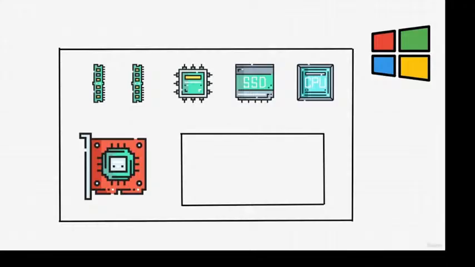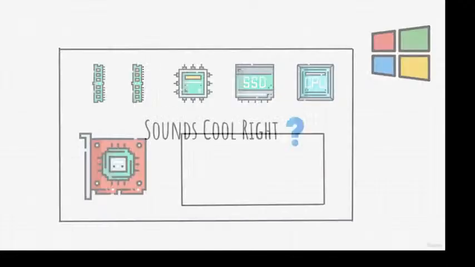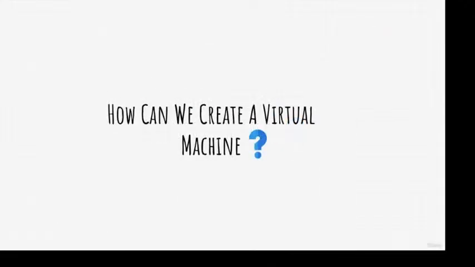We can also create something called a snapshot, which will allow us to save the current state of a virtual machine, and with it, we can revert it back to that state whenever we want. This could be used if we, for example, run into some errors with our virtual machine. Sounds cool, right? Now that we know how virtual machines work and why are we going to use one, you must be wondering how can we create a virtual machine? Actually, this is pretty easy.